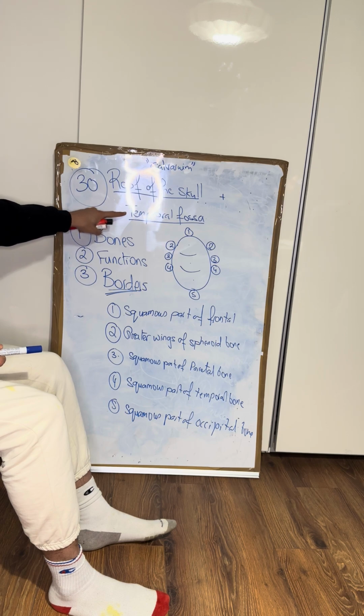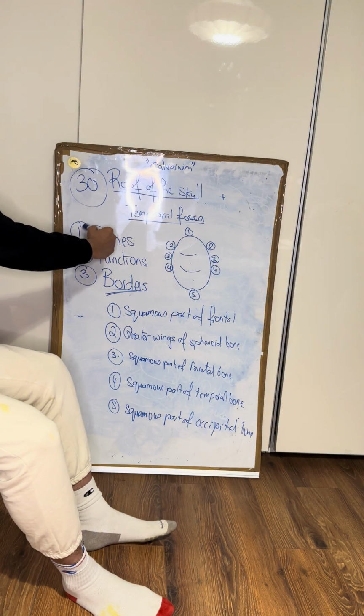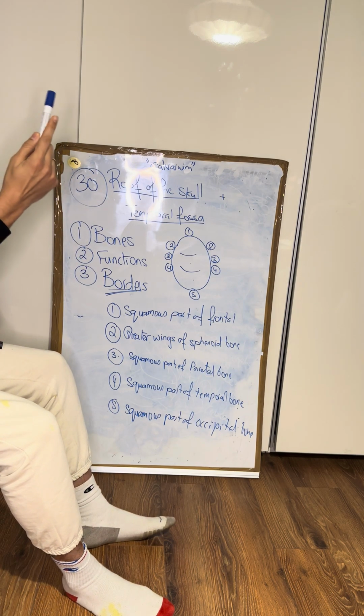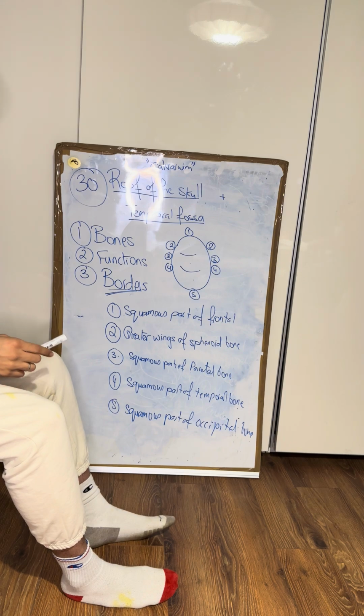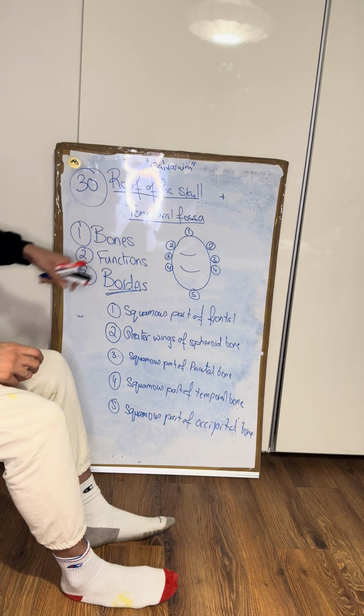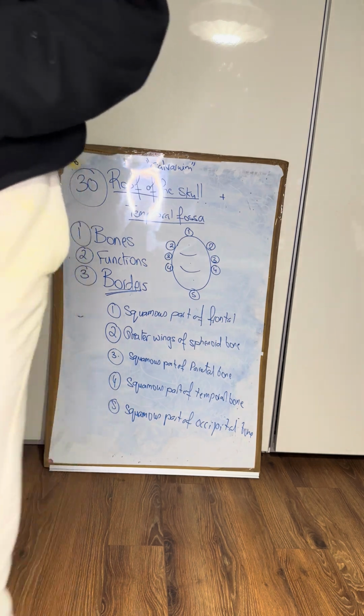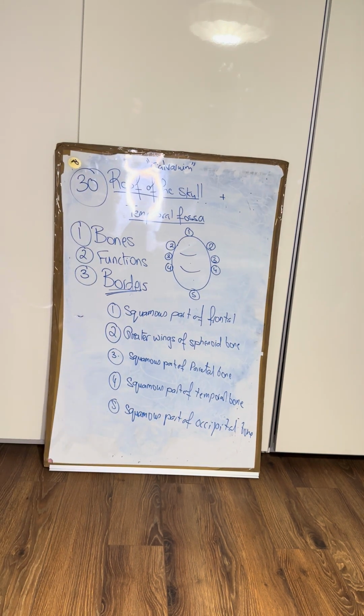We want to go to the temporal fossa. But remember, when you mention bones, you say 1 frontal bone. How many parietals? 2 parietal bones. 1 occipital. Greater wings of sphenoid. And then you have 2 temporals, the squamous part. It just touches a very small edge of it. So that's the roof of the skull. There's one more part: the temporal fossa. Don't forget it.